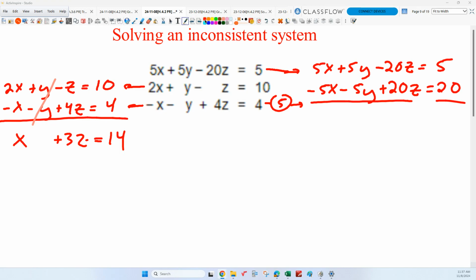So if I add those up, what happens? The y's cancel, but what else happens? All of them cancel. So what do I get on the left side of my equation? 0 equals 25. That can't happen. So what do you think's going on here? No solutions. Yeah, there are no solutions. So that means that this is an inconsistent system, right? There are no solutions.